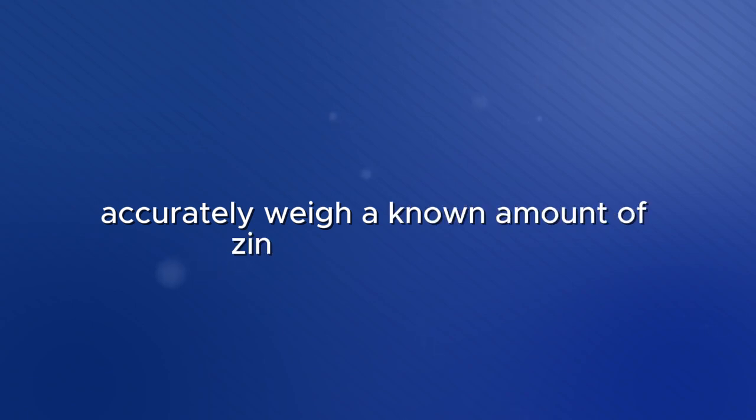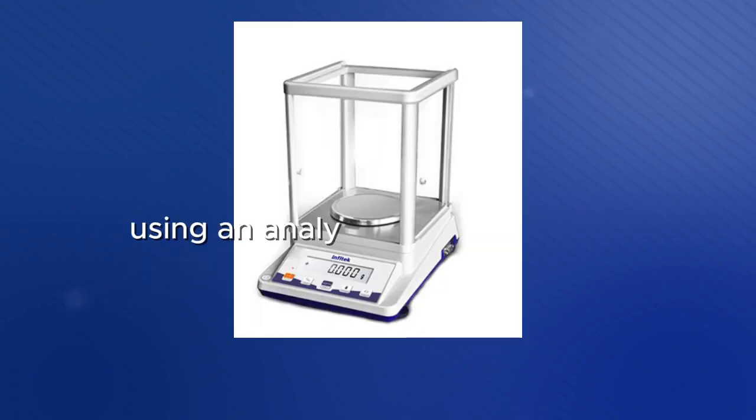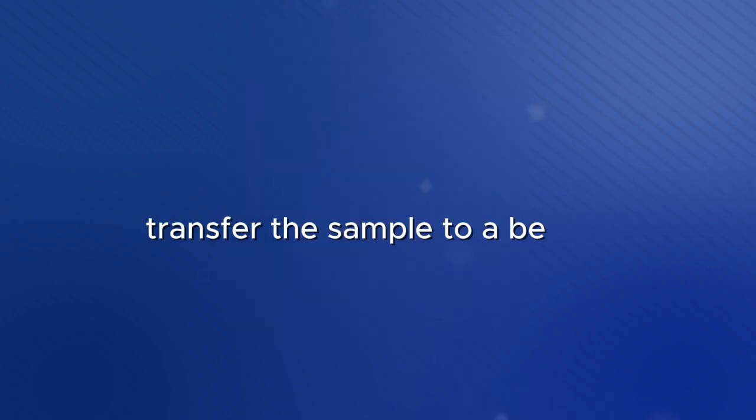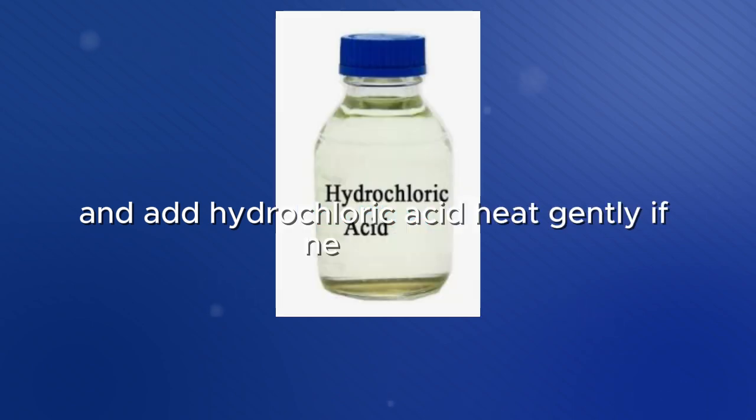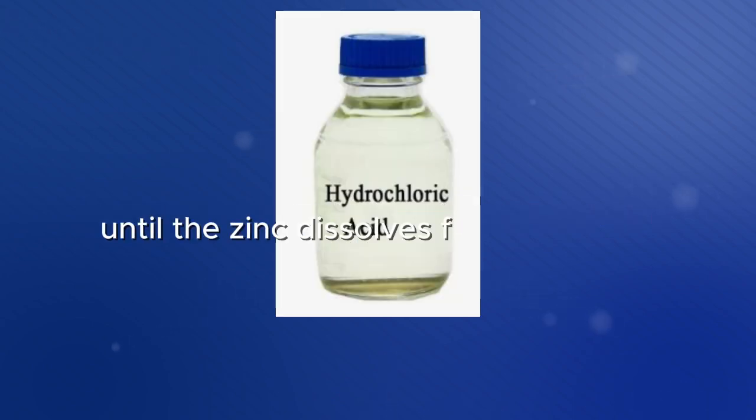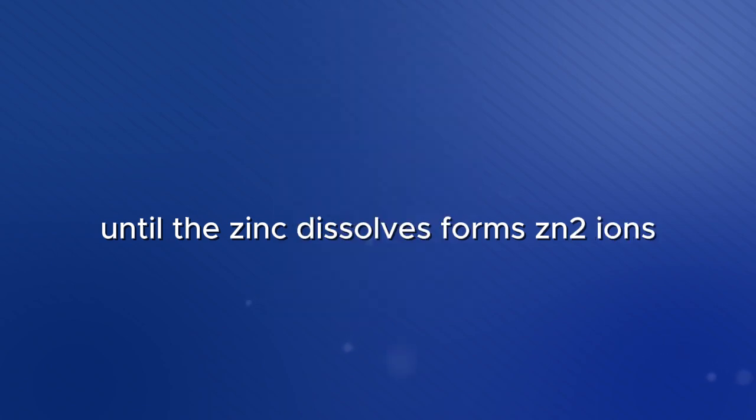Step 1. Accurately weigh a known amount of zinc-bearing sample using an analytical balance. Step 2. Transfer the sample to a beaker and add hydrochloric acid. Heat gently if necessary until the zinc dissolves and forms Zn2+ ions.